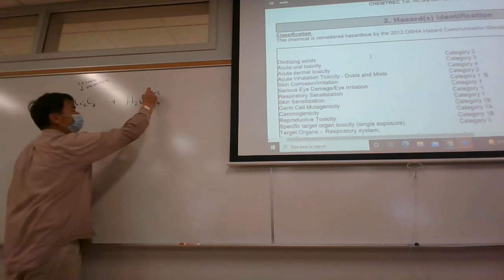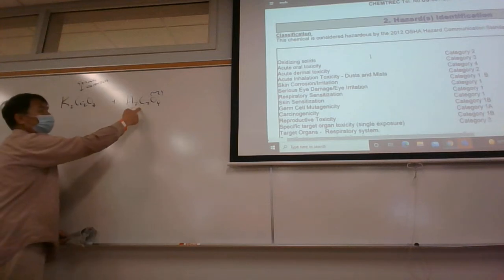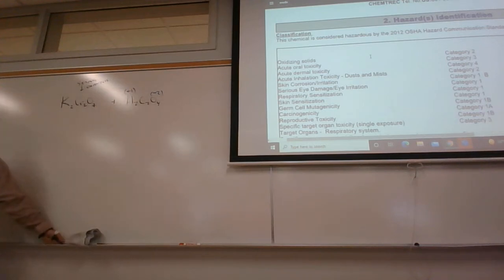Oxygen's at -2. Carbon's at plus... well, actually, we do hydrogen first. Hydrogen's always at +1. So we do that, and then oxygen at -2, and then carbon is at +3. +3. Good.